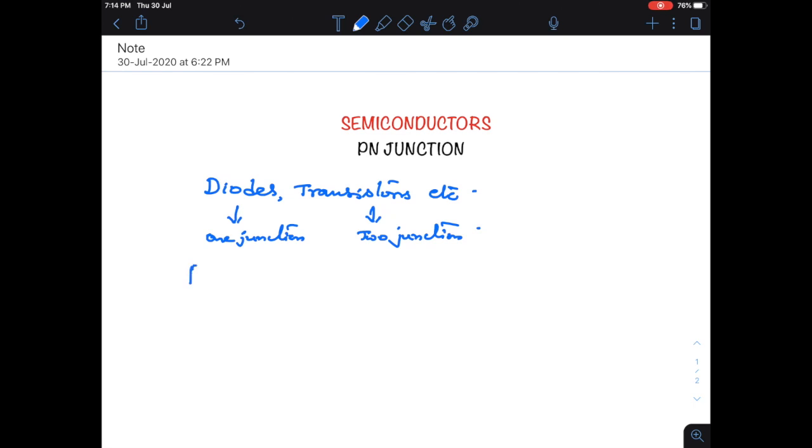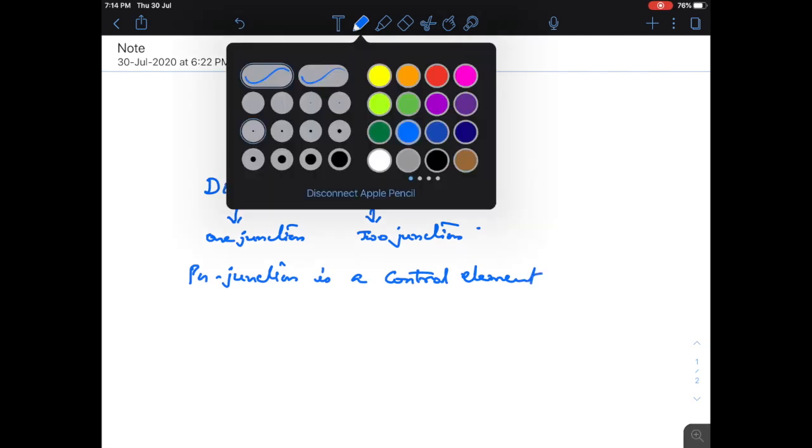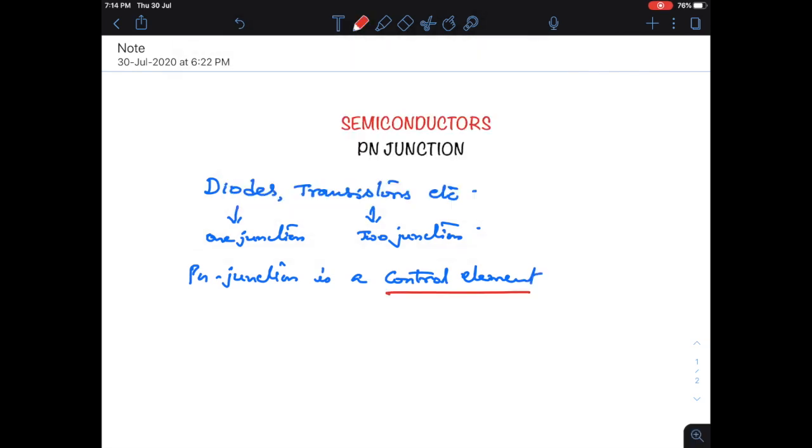So, basically a p-n junction is a control element. It is a control element which is actually used to analyze the behavior of all these semiconducting electronic devices. So, junction behavior is important to analyze these electronic devices.